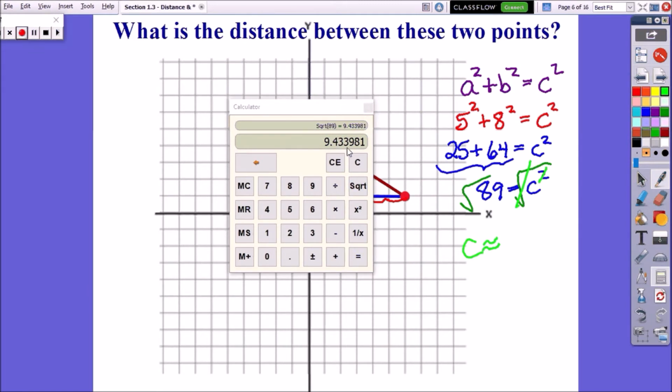The digit after the 3 is a 3. So since it's below 5, then I do not round that first 3 up. So this is approximately 9.43 units long.